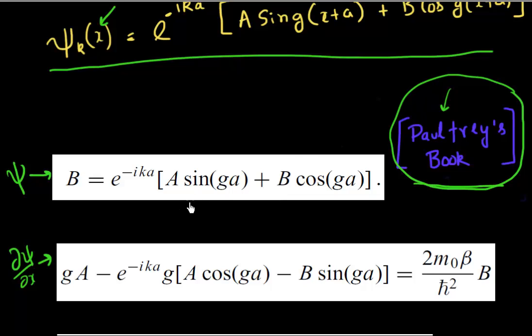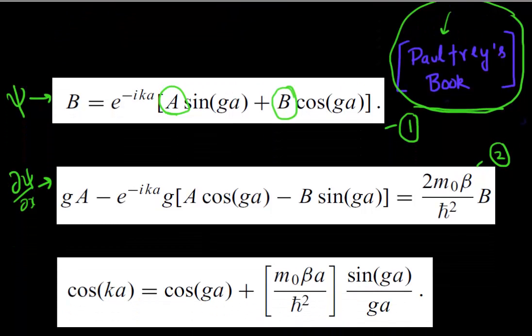So now what I can do is relate these: I have two variables, a and b, and I have two equations which come from my boundary conditions on my wave function and its derivative. And so if I solve for a and b, I get this condition where I've separated the terms of k and g.